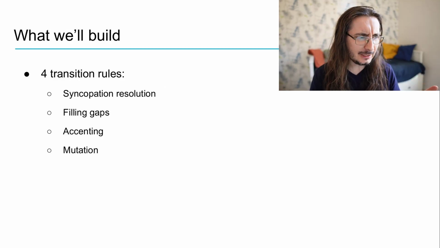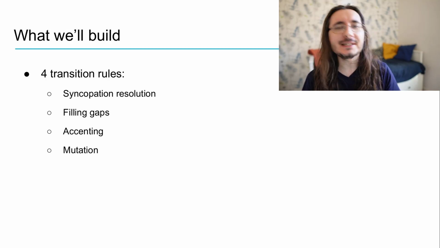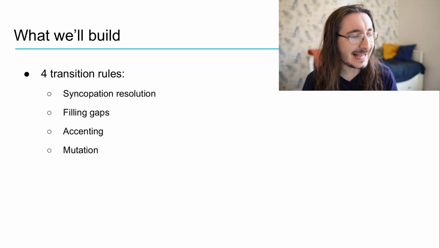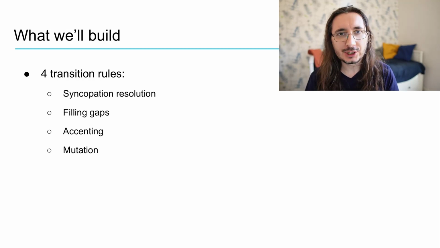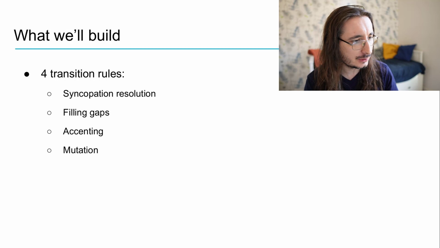Okay. We're going to be implementing different transition rules. I've called them syncopation, resolution, filling gaps, accenting, and mutation. Of course, you'll get all the details about this once we switch to code.